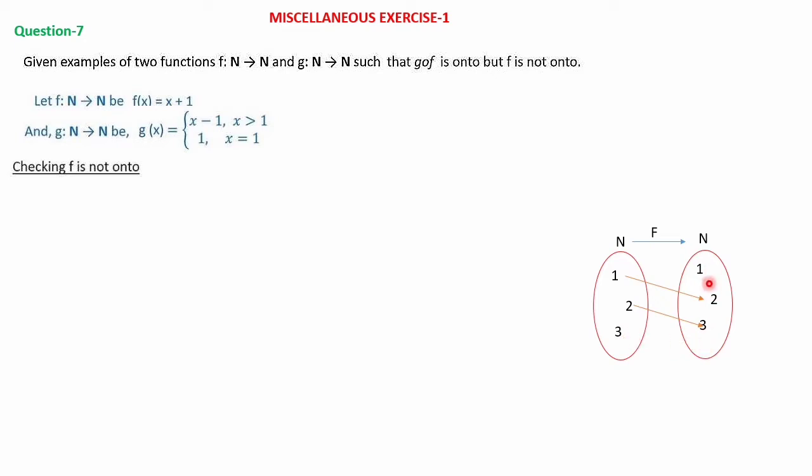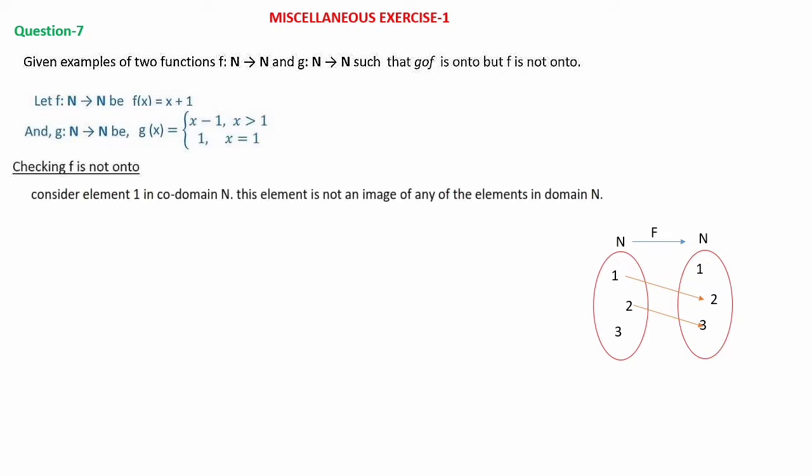And if we check the codomain, the element 1 is not having any preimage in the domain. So element 1 is not having any preimage in the domain, therefore the function is not onto. So let's write it. Consider element 1 in codomain N. This element is not an image of any one of the elements in domain N, therefore f is not onto.